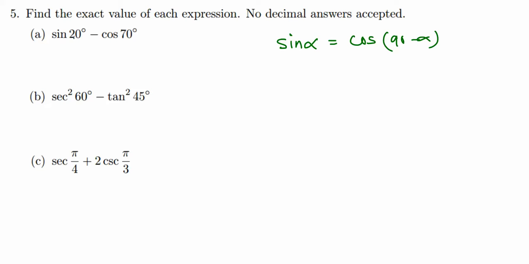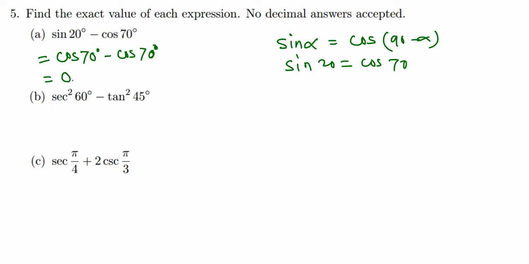If we take alpha equals 20, then sine 20 is the same as cosine of 90 minus 20, which is cosine 70. So we can rewrite sine 20 as cosine of 70, minus cosine of 70. We don't need to know the value of cosine 70, because cosine 70 minus cosine 70 is 0.